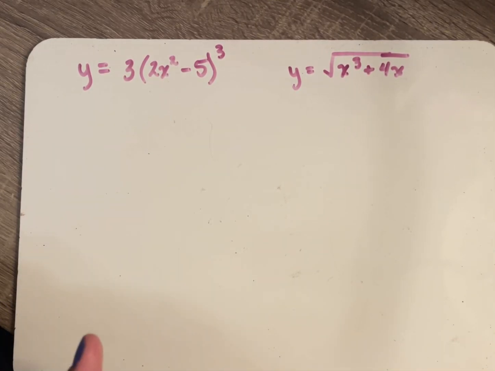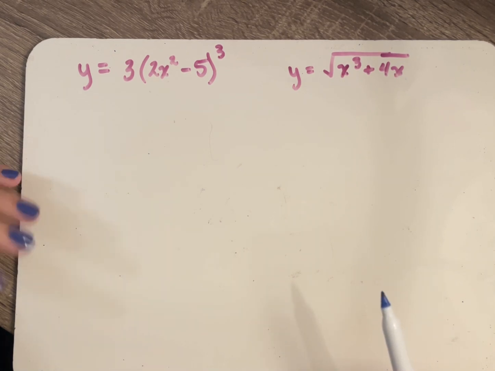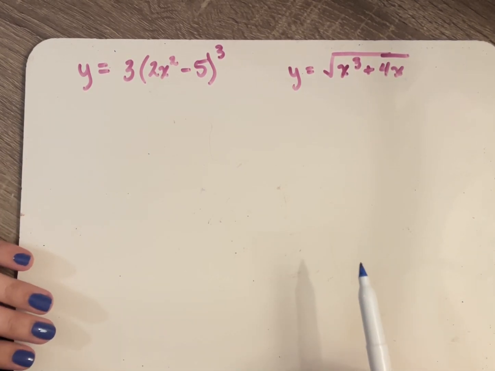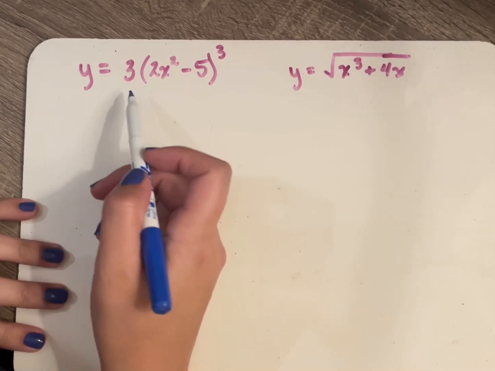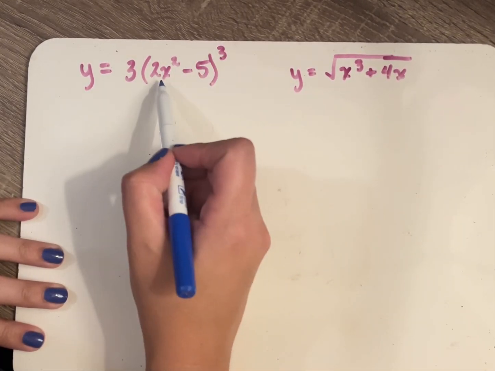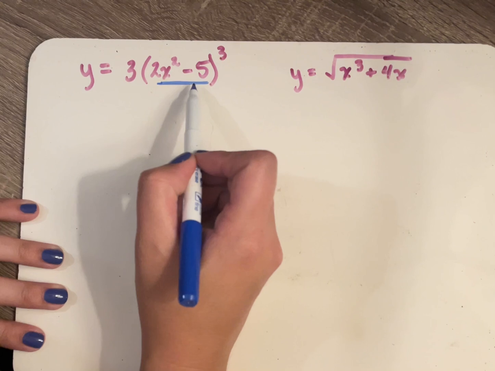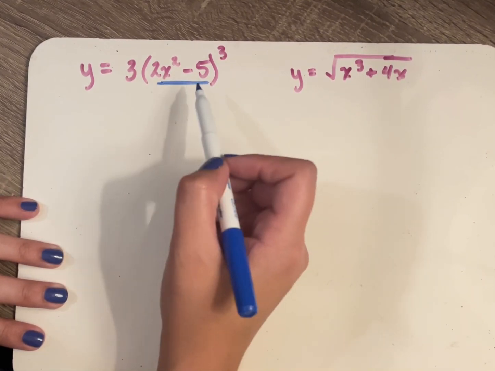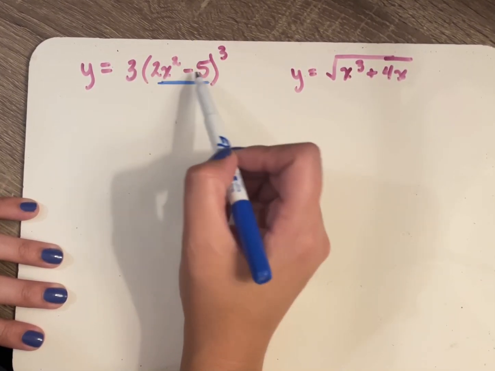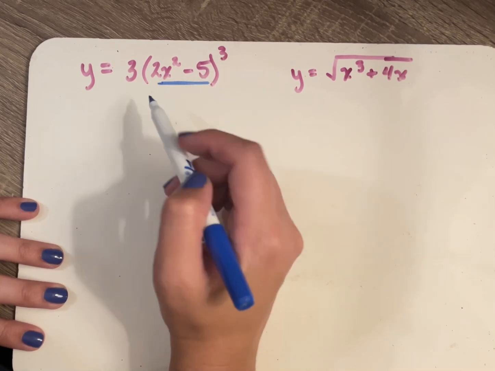So we're going to look at two examples here that require chain rule. Chain rule needs to be applied if I have a composite function, so a function within a function. So like in this first example, I have this inner function inside the parentheses, and then the outer function would be 3 times this thing being cubed.